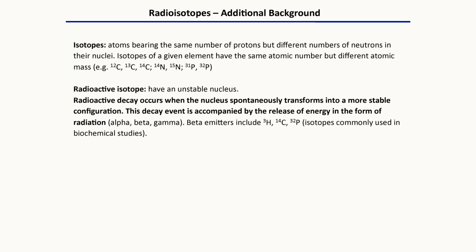And I'll just say in passing here, I think we all know that isotopes are atoms bearing the same number of protons, but different numbers of neutrons. Okay? And radioactive isotopes have an unstable nucleus, which means there's a radioactive decay. And typically, we often use beta emitters in biochemical studies, and that's what you'll see today.